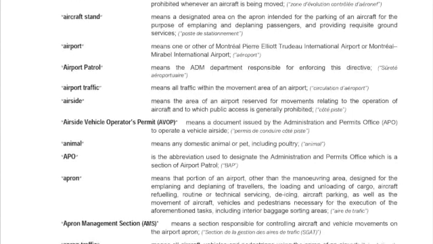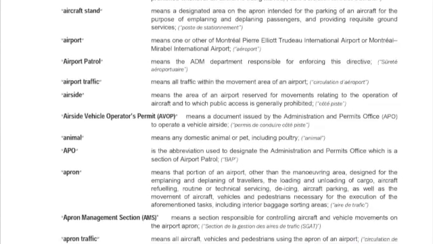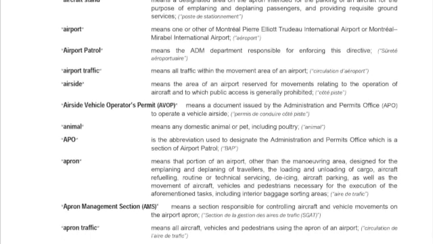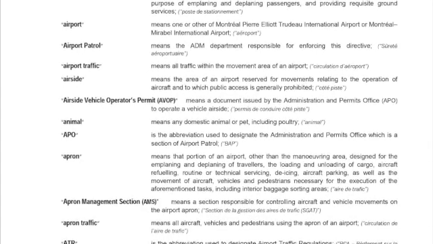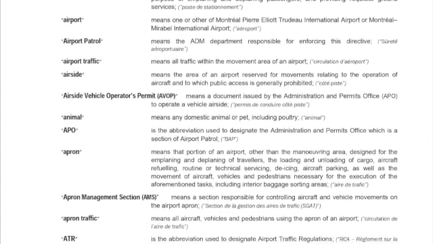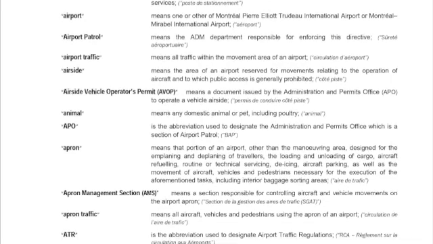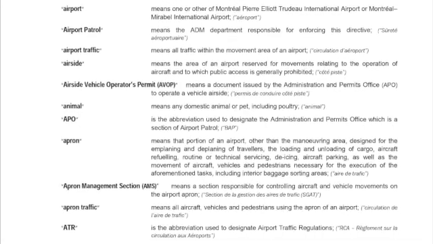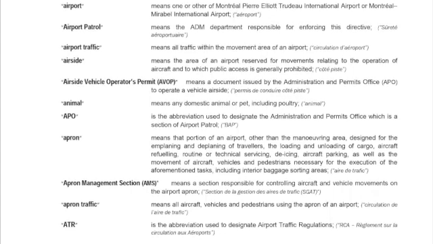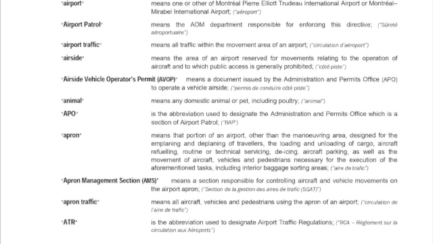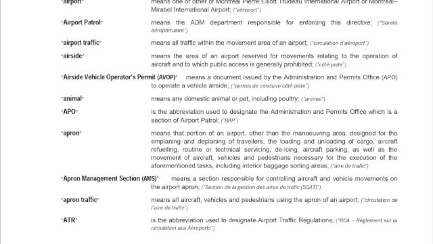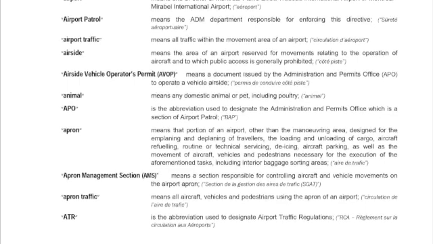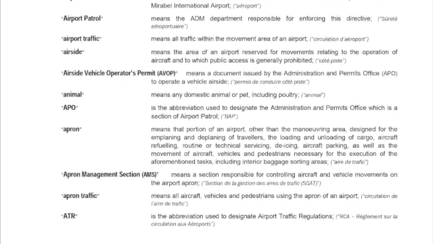APO is the abbreviation used to designate the Administration and Permits Office, which is a section of Airport Patrol. Apron means that portion of an airport, other than the maneuvering area, designed for the emplaning and deplaning of travelers, the loading and unloading of cargo, aircraft refueling, routine or technical servicing, de-icing, aircraft parking, as well as the movement of aircraft, vehicles, and pedestrians necessary for the execution of the aforementioned tasks, including interior baggage sorting areas.